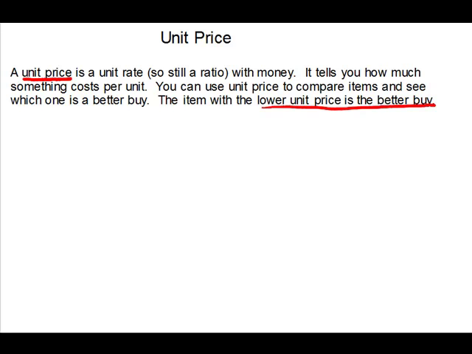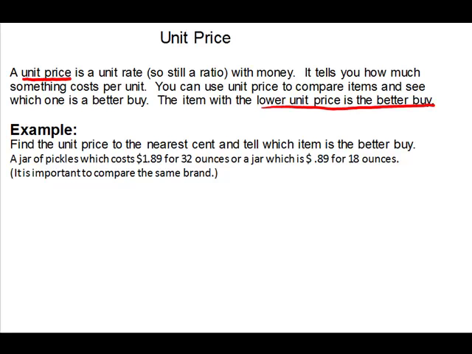Unit price. A unit price is a unit rate, so still a ratio, with money. It tells you how much something costs per unit. You can use unit price to compare items and see which one is a better buy. The item with the lower unit price is the better buy. Let's look at an example.